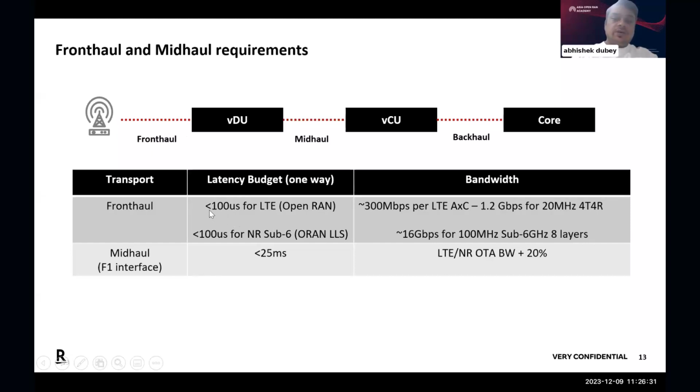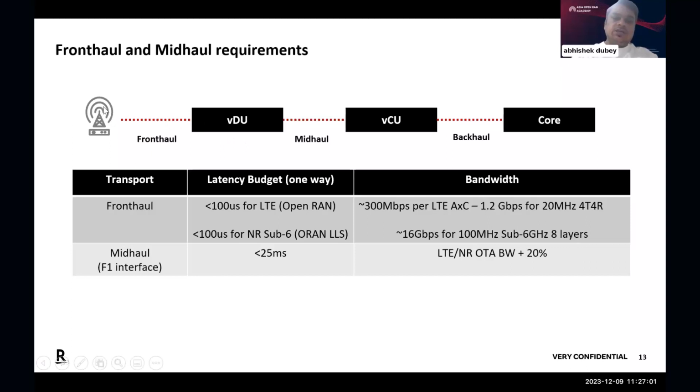Now, why is this important? This is important because it tells you what distance you can have from RU to VDU. Roughly, it depends on multiple factors, but based on my experience, I can tell you the distance from RU to VDU can be 30 kilometers, 40 kilometers, or more than 40 kilometers, based on your transport capability.